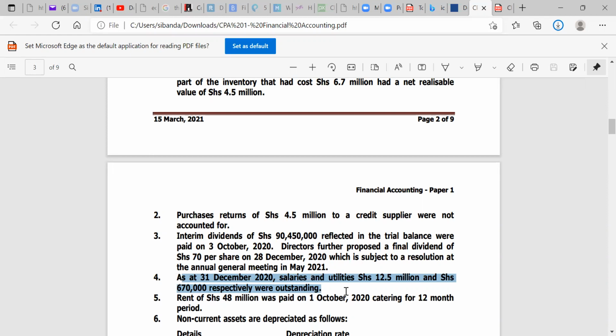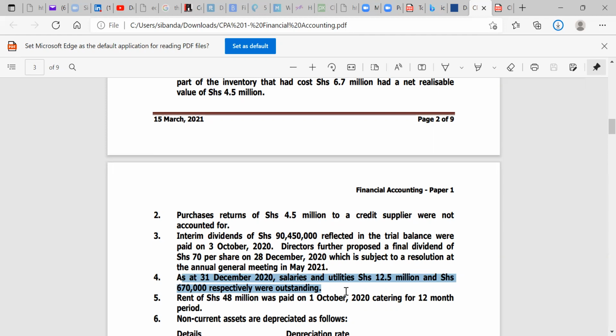Now this is called prepaid. We have a prepaid rent here, because they're telling you rent of 48 million was paid on 1st October. Remember, 1st October is just 3 months to the year end, because our year ends on 31st December 2020. So when we pay rent on 1st October 2020, it means that we have 3 months to the year end.